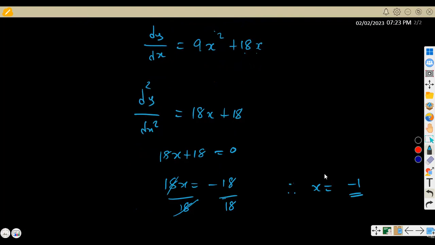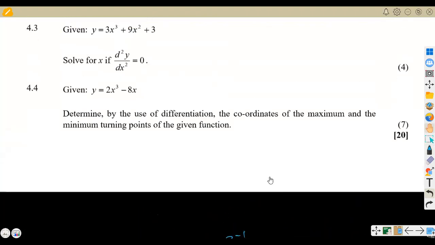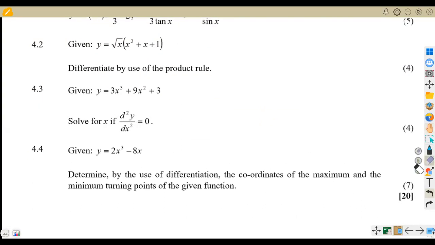So that was the question, guys. Find the second derivative equal to 0. That was it. So these are some of the typical questions, and they will be very, very easy questions. You need to understand the concept from this one.